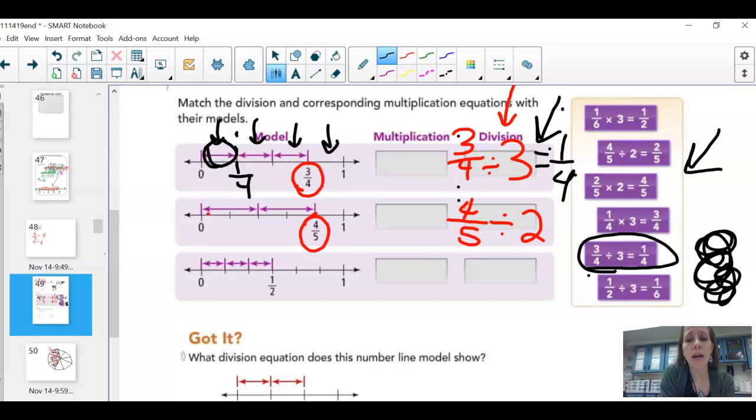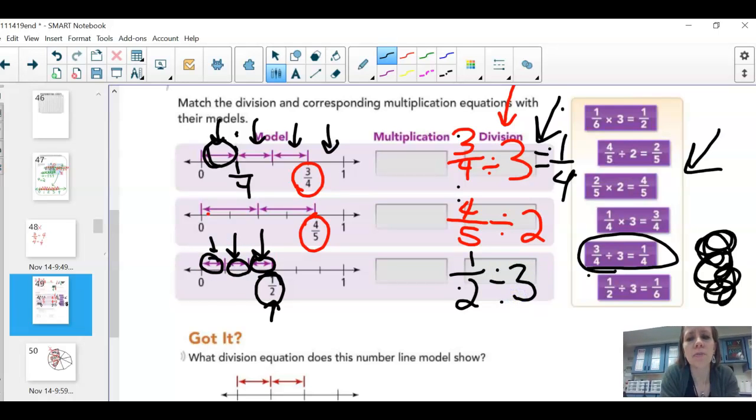You're going to try the problem, you're going to pause my video, and you're going to try the problem and then check your answer, okay? So let's look at this one. Okay, I'm going to start with this number, and I'm going to divide it, and I'm going to count 1, 2, 3 groups. So this is 1/2 divided by 3.